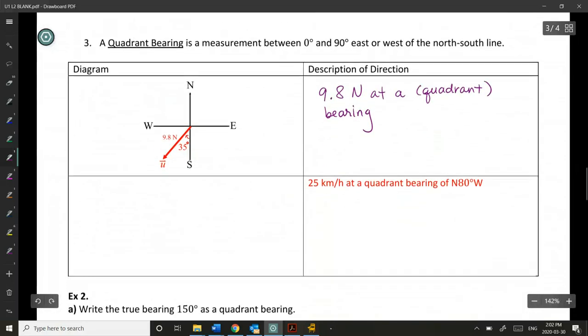Okay, so we don't necessarily need to have those words in there, but you can write them if it makes you feel happy. So this one's going to be south, and then we're going 35 degrees to the west. So we would say south, 35 degrees west.